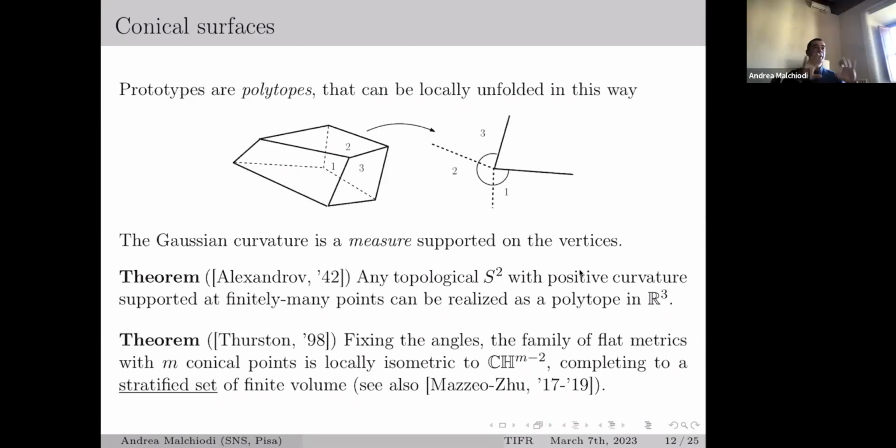Yes, so you start from an abstract topological sphere, not embedded in any space. So you start from a two-dimensional abstract surface, and you require that the curvature, as a measure, is a positive measure supported at finitely many points. Okay, then there is a realization theorem by Alexandrov. It tells you that that abstract surface can actually be realized as a polytope in three-space.